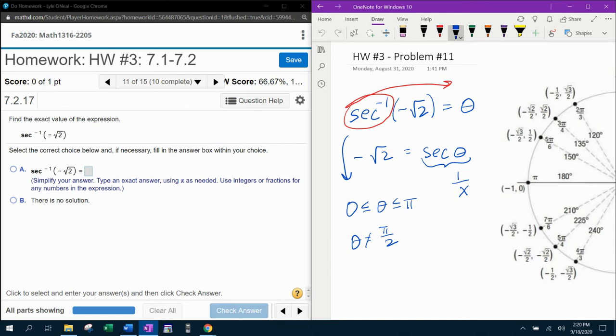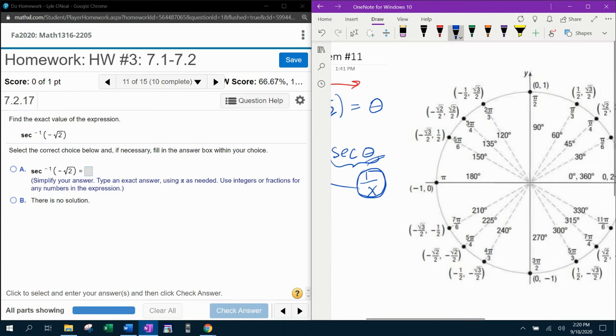Okay, so here's what we're looking for. We're looking for what angle theta in the unit circle can I take the reciprocal of x of and produce negative square root of 2, where that angle is an angle from 0 to pi, not including pi over 2, okay? So let's go to the unit circle.